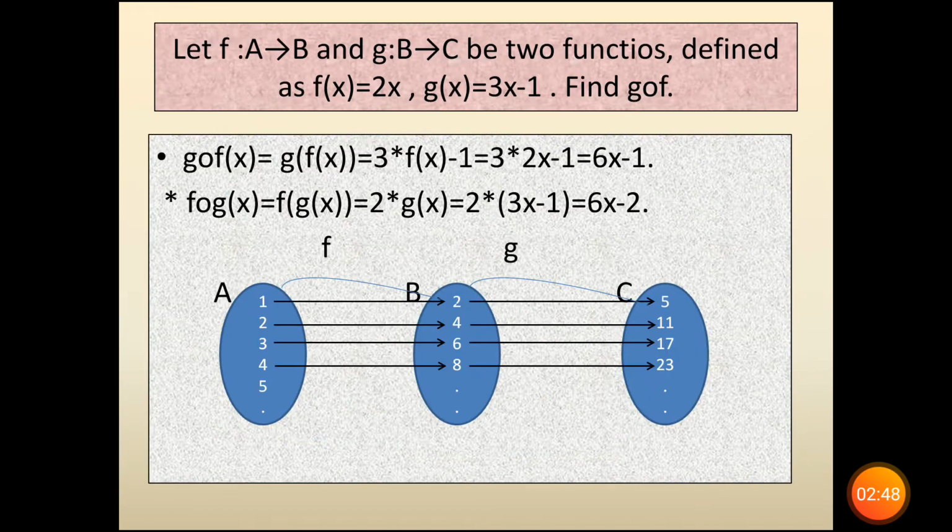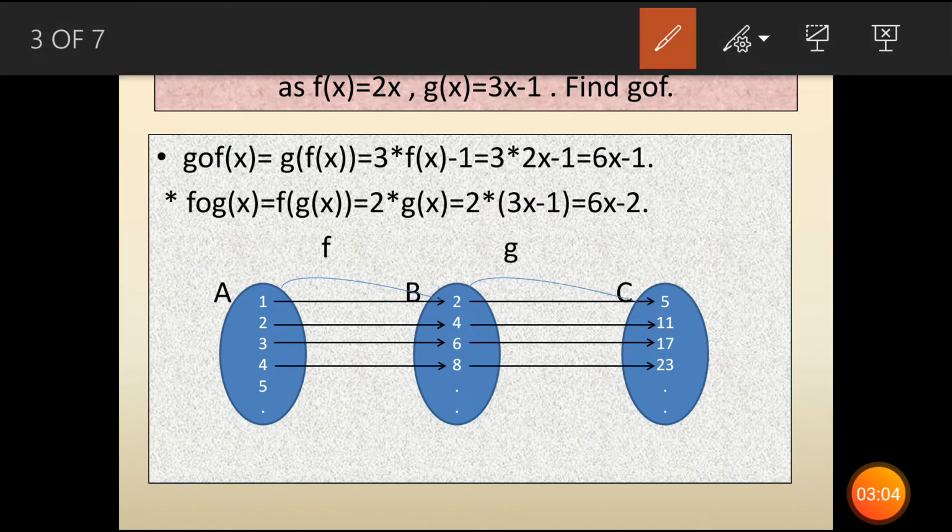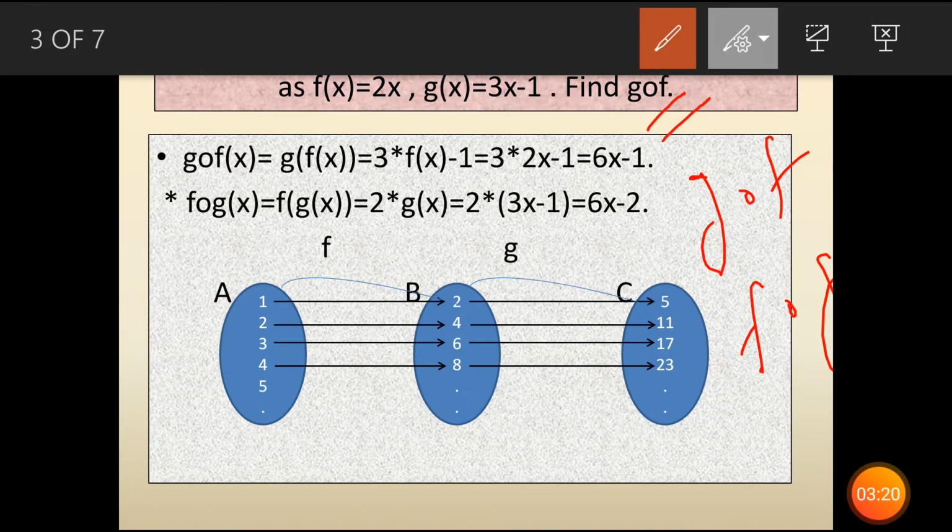Let f be a function from A to B and g a function from B to C, defined as f of x equals 2x and g of x equals 3x minus 1. Then find gof. Composition of functions can be defined in two ways: the first is gof and the second is fog. In this question they have asked only gof, but we are going to write both gof and fog for your consideration. Just concentrate.